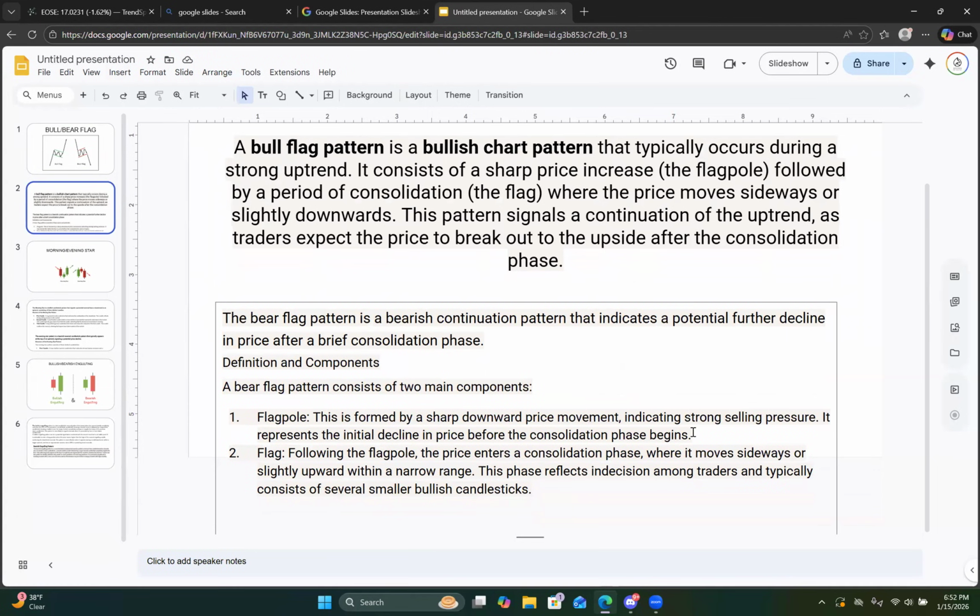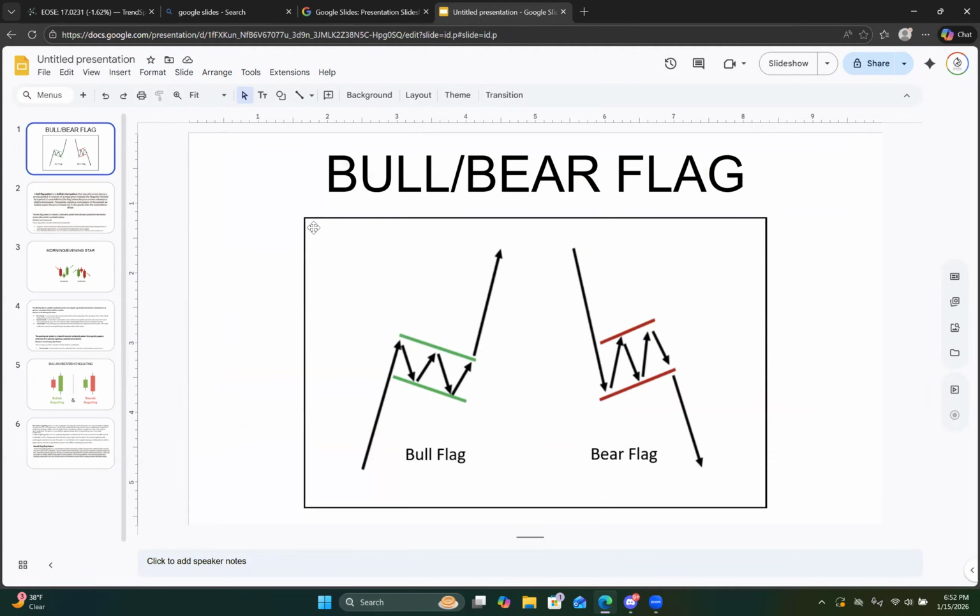The bear flag pattern is a bearish continuation pattern that indicates a potential further decline in price after a brief consolidation phase. A bear flag pattern consists of two main components. The flagpole, just like the bull, is formed by a sharp downward price movement indicating strong selling pressure. The flag: following the flagpole, the price enters a consolidation phase where it moves sideways or slightly up in a narrow range. So there's two things to know. Bull flag: we go up, we come back down, we push higher. Bear flag: we come down, we come up, we push lower.